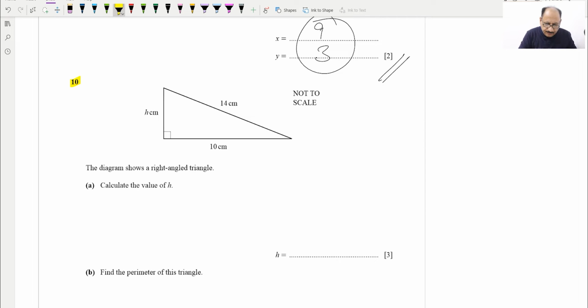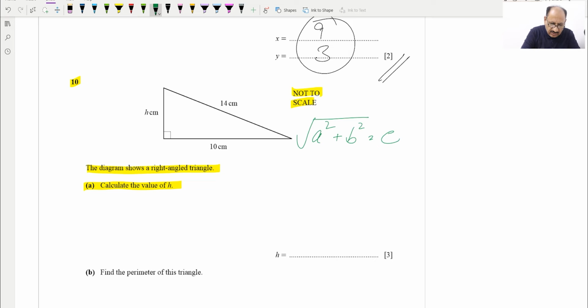Now question number 10, diagram is not to scale. The diagram shows a right angled triangle. Calculate the value of h. We can apply the Pythagoras theorem, and you know what Pythagoras theorem is: a square plus b square is equal to c square. The c side will be your hypotenuse, and a and b will be the two other sides. Or you can write c is equal to the square root of a square plus b square. Both ways are correct.